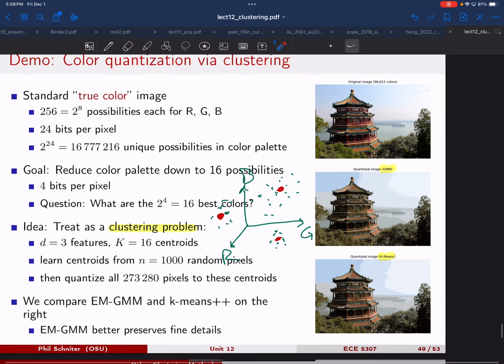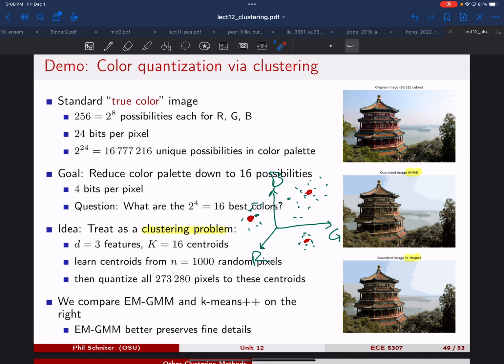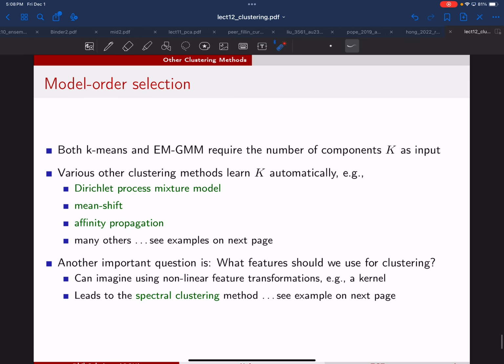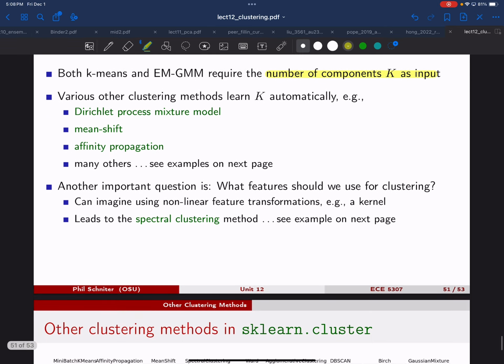Okay, any questions on this? All right, so let me just race to the end then. We talked a little bit about model order selection before. Basically, the question is, in practice, if you don't know how many components to cluster into, you have to figure this out somehow, and there's a bunch of techniques to do this. If you're interested, you can click on the links here.